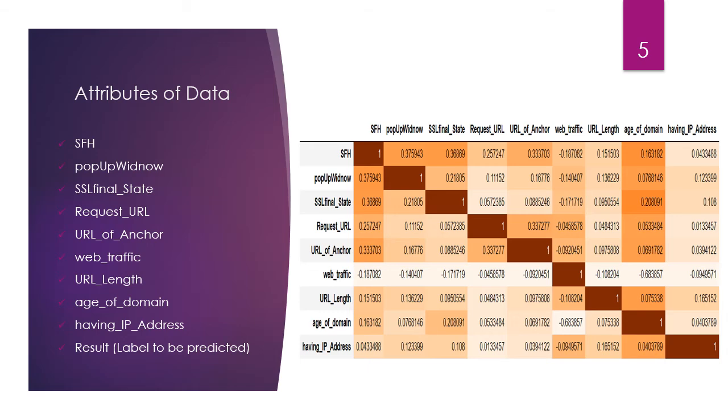And here we can see the attributes of our data. This table is showing us the correlation between these attributes, and if we look in detail, we can see, for example, web traffic does not have much correlation with others, and if web traffic values change, the other attributes wouldn't change much. So in the next slides, Gayatri will explain the methodologies we used and the results we obtained.